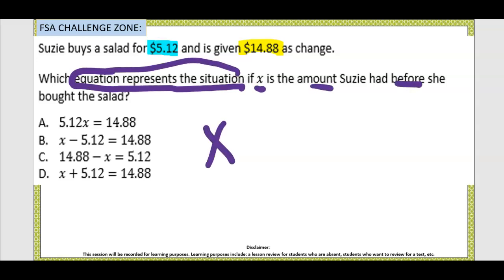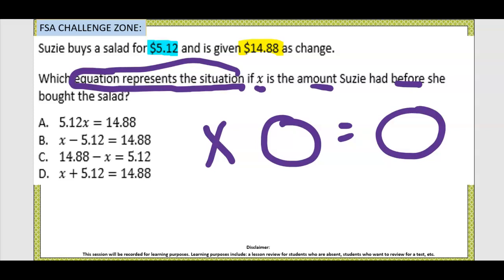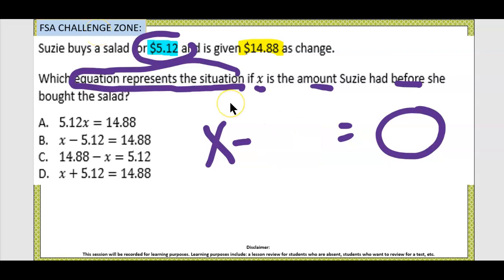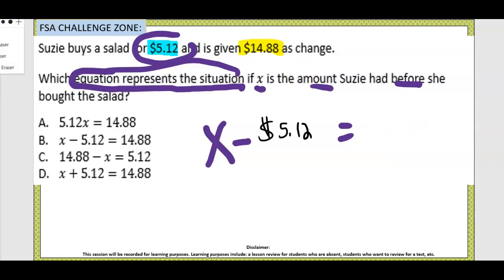So she has some money, she spends some money, and then she gets some change back. So we'll keep the X the same. That's how much money she has. Then she spends some of it. We have to subtract some of that money. And how much does she spend? $5.12. So we'll put $5.12 in here. That's how much she spends. Then she's given some money back afterwards. This is how much change she's given. $14.88.